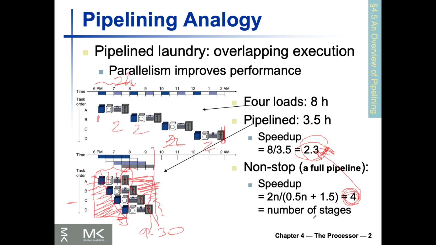All right, so that's the analogy of a laundry in a pipeline. So let's see what are the stages in a computer architecture. Yep. What does N mean? Is a number of tasks or number of cycles. Both of them are 4 here.